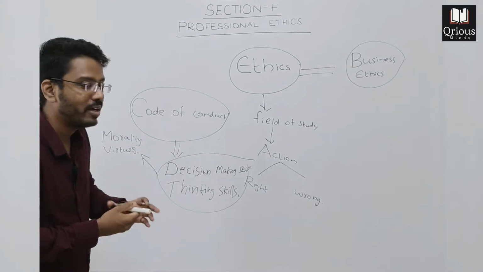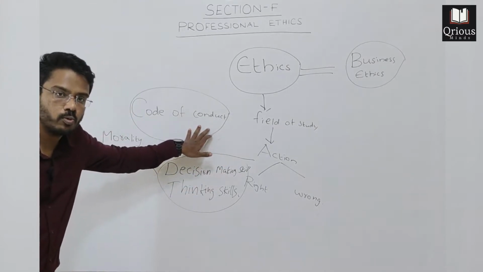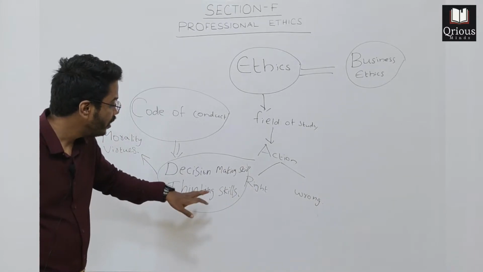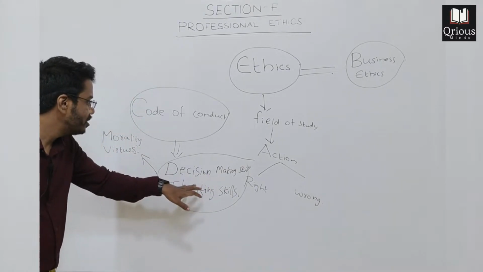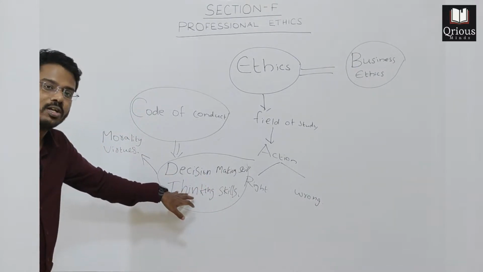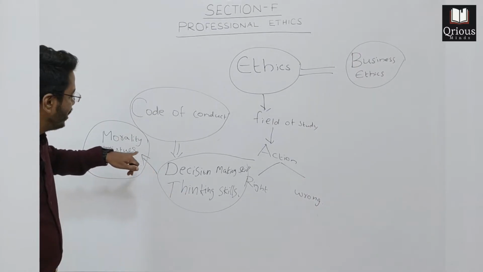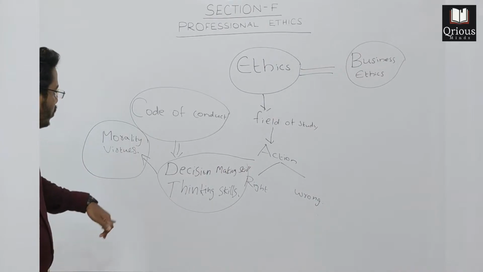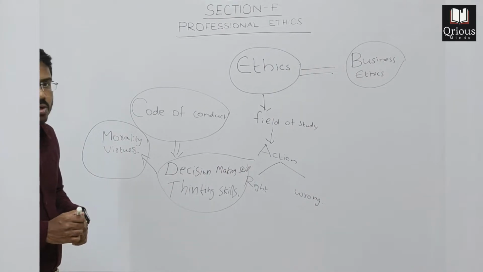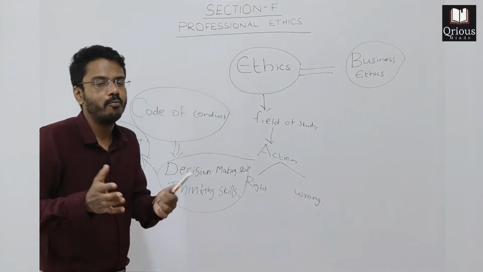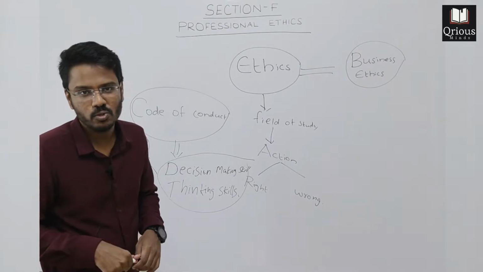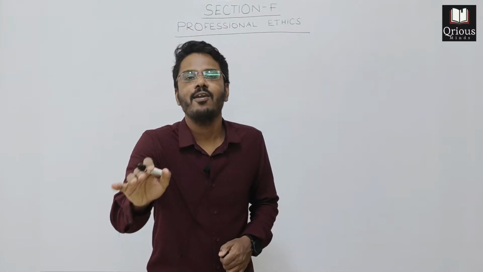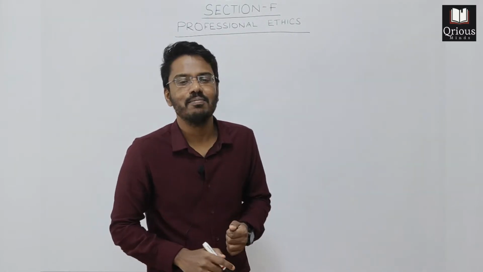If the code of conduct is silent with reference to a situation, one needs to employ their own decision making skills or thinking skills. What does it involve? It involves application of one's own morality or virtues. So let's understand what we mean by the term morality and what we mean by the term virtues, with the help of an example.